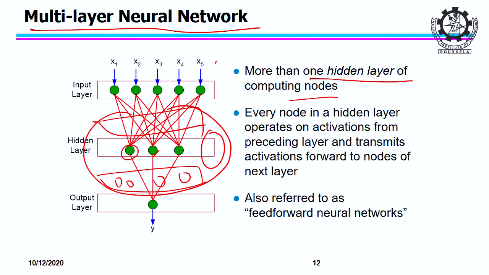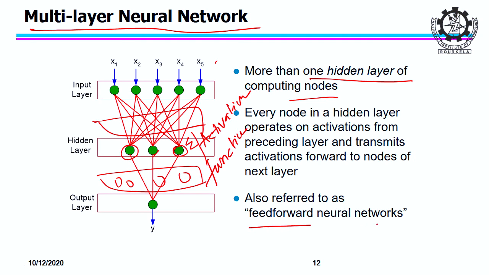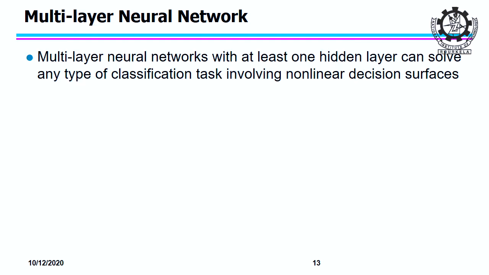Every node in the hidden layer operates on activation from the preceding layer and transmits activation forward to the nodes of the next layer. That is, as I said, each node has one part which is the summation and another part which is the activation function. This is also referred to as a feed forward neural network. A multi-layer neural network with at least one hidden layer can solve any type of classification task involving a nonlinear decision surface, as I said earlier.